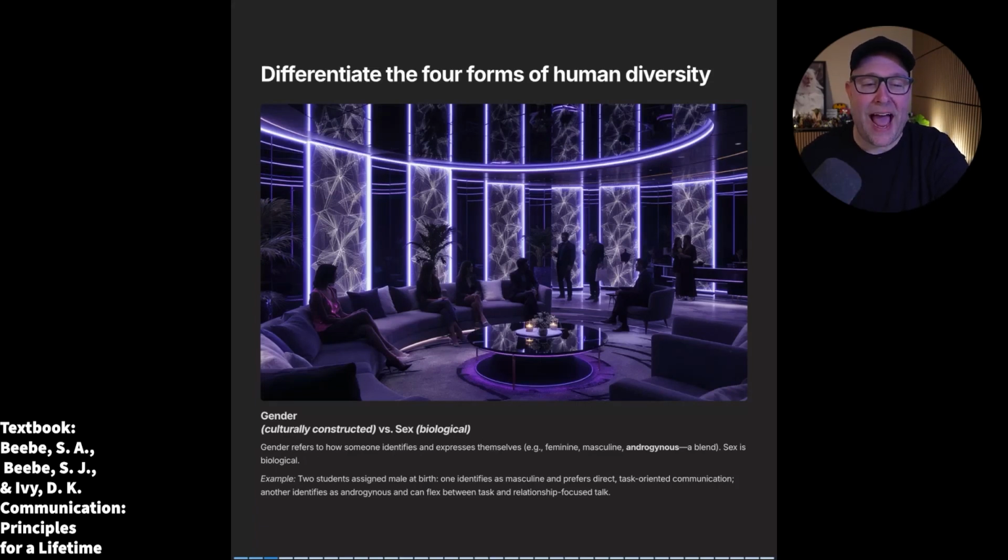Gender refers to how someone identifies and expresses themselves. For example, feminine, masculine, or androgynous, which is a blend. Sex is biological. For example, 2 students assigned male at birth. One identifies as masculine and prefers direct, task-oriented communication. Another identifies as androgynous and can flex between task and relationship-focused talk.